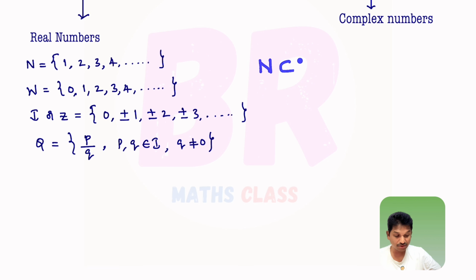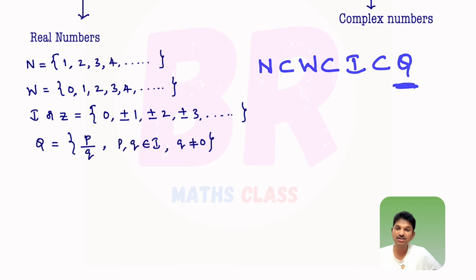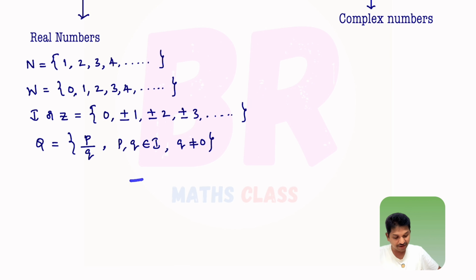All natural numbers are whole numbers. All whole numbers are integers. All integers are rational numbers. For example, you take 5. 5 is an integer. Is 5 a rational number? Yes, because this can be written as 5 by 1. Both numerator and denominator are integers and the denominator is not equal to 0. So 5 is an integer, and 5 is a rational number also.